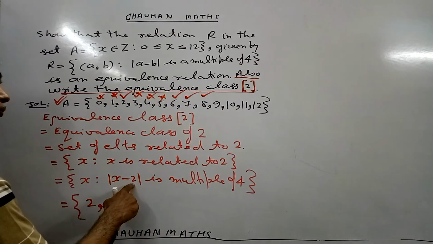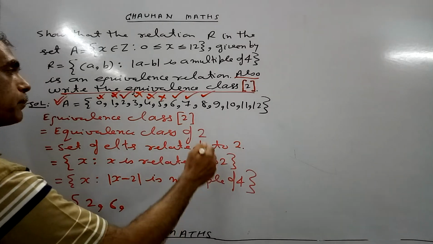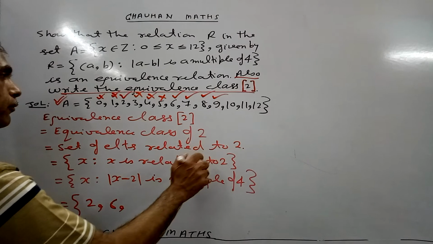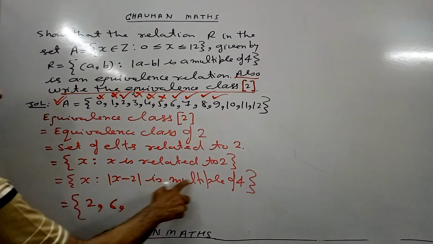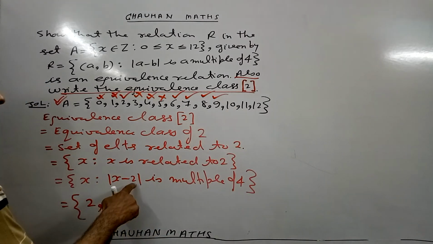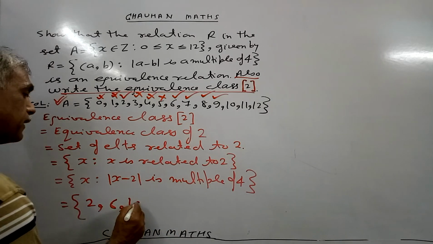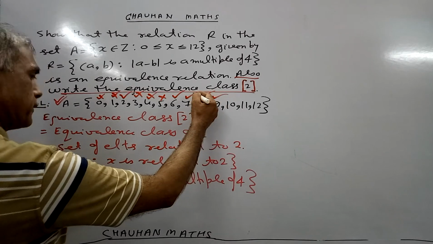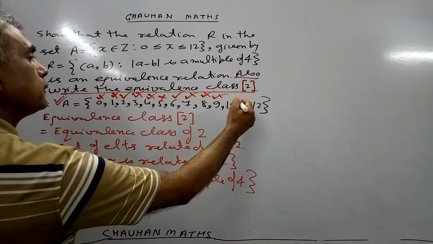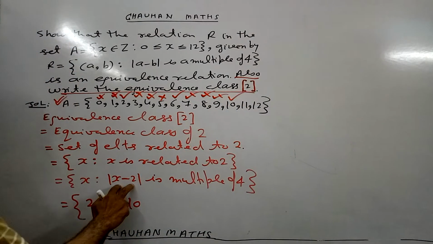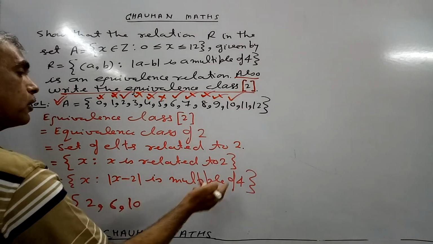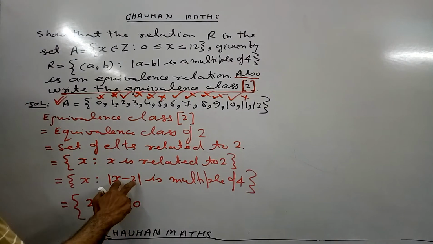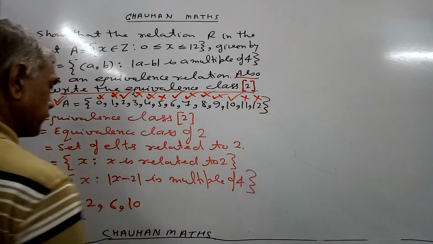8 minus 2, 6 is not multiple of 4. 9 minus 2, 7 is not multiple of 4. 10 minus 2 is multiple of 4. Yes, 10 minus 2, 8 is multiple of 4. So 10 is okay, 10 is selected. And 7, 8, 9, all these are rejected. 11 minus 2, 9, not multiple of 4, so 11 rejected. 12 minus 2, 10 is not multiple of 4, so rejected.